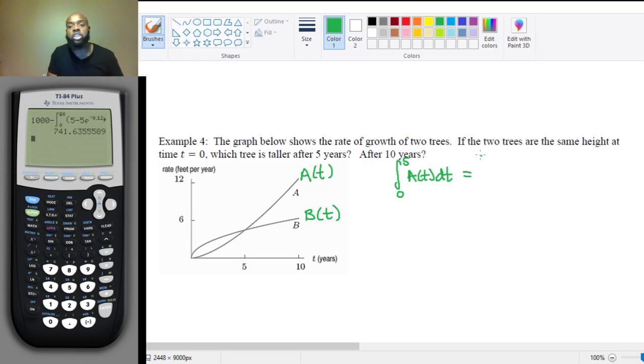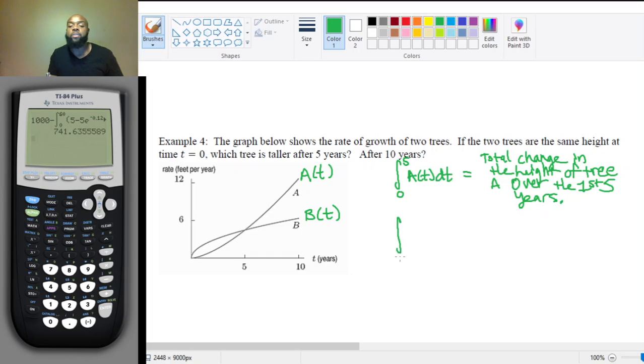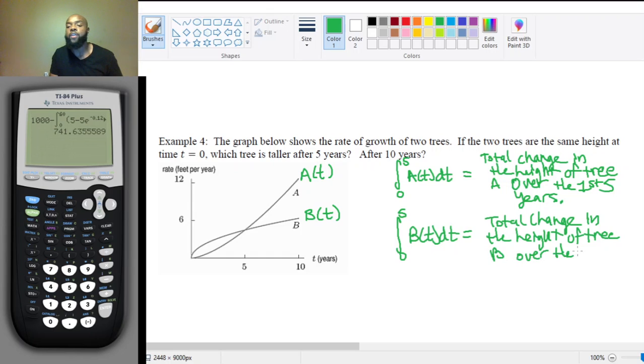this equals the total change in the height of tree A over the first 5 years, right? And then if I did the integral from 0 to 5 of b of t dt, this is going to give me the total change in the height of tree B over the first 5 years, right? Because those represent rates of change.